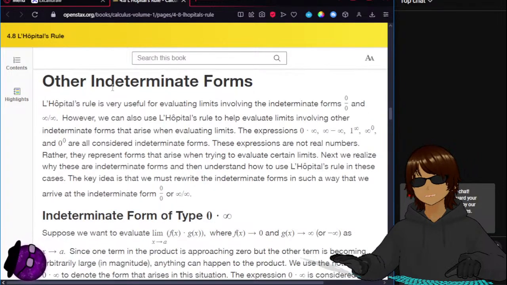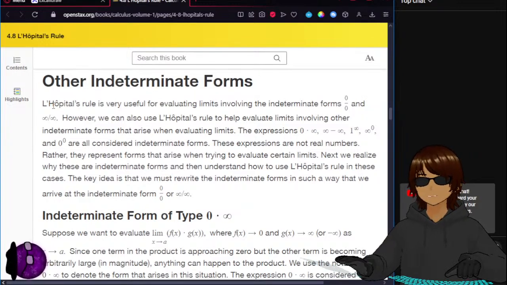Other indeterminate forms. I think I was here last time. L'Hopital's rule is very useful for evaluating limits involving the indeterminate forms 0 over 0 and infinity over infinity. However, we can also use L'Hopital's rule to help evaluate limits involving other indeterminate forms that arise when evaluating limits.